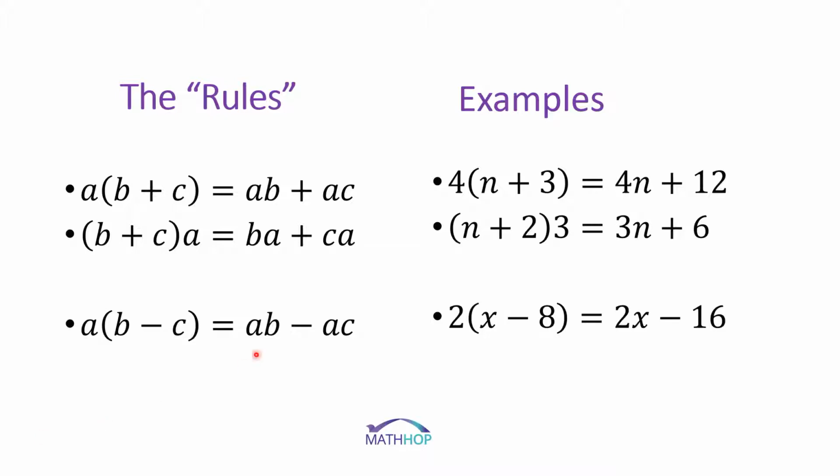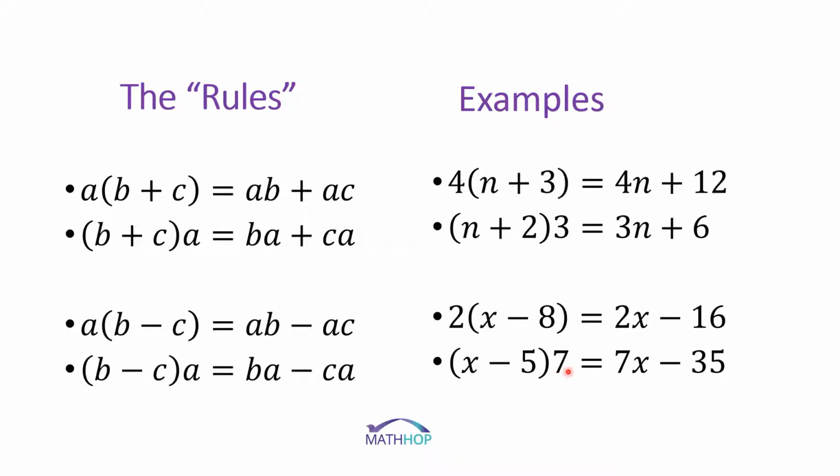We saw examples. 2 times the quantity x minus 8 would give you 2x minus 16. So 2x minus 2 times 8, or 2 times x plus 2 times negative 8. Remember, plus a negative, we just write minus 16. If we throw that on the right-hand side, does anything change? Absolutely not. The quantity b minus c times a is ba minus ca, or this is exactly equivalent to ab minus ac. We saw examples of that.